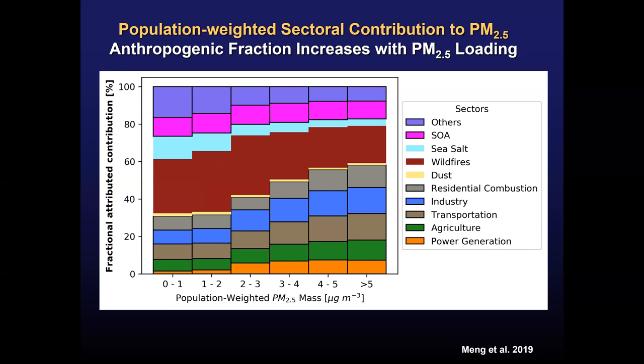Now, also of interest is how the sources contribute to ambient PM2.5 as a function of the ambient PM2.5 levels themselves. And what you're seeing here, as one might expect, is that as the ambient PM2.5 levels increase, the contribution from the anthropogenic sources also increases. And this may have implications for understanding how the concentration response function varies at low concentrations, as there's evolution across these different sources contributing to PM2.5.